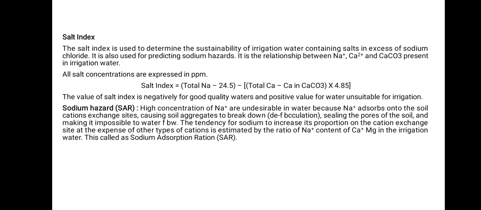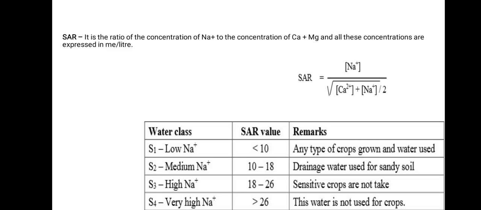Then sodium absorption ratio. High concentrations of Na plus are undesirable in water because Na plus absorbs onto the soil cation exchange sites, causing soil aggregates to break down, sealing the pores of the soil and making it impossible for water to flow. This is about the sodium absorption ratio formula. Based on low sodium Na plus less than 10, any type of crops can be grown and water used, and for medium Na plus 10 to 18, for high Na plus 18 to 26, very high more than 26.